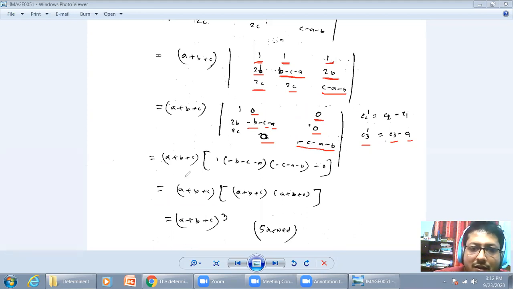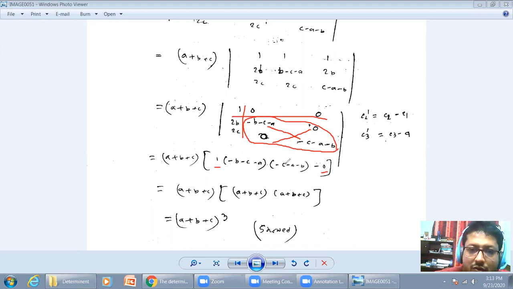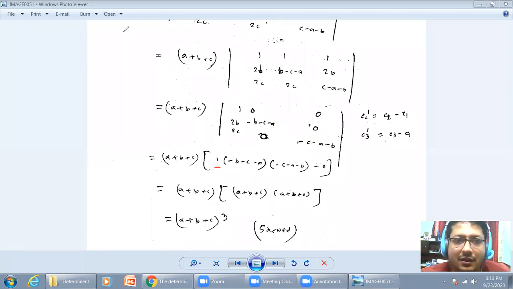And from this we can apply the determinant formula. When we take the common term, the remaining part is multiplied: minus b minus c minus a into minus c minus a minus b, and minus 0 into 0. Taking the negative sign outside the bracket, negative negative is positive, and a plus b plus c three times, so we can write (a plus b plus c) cube. Do you understand this solution?